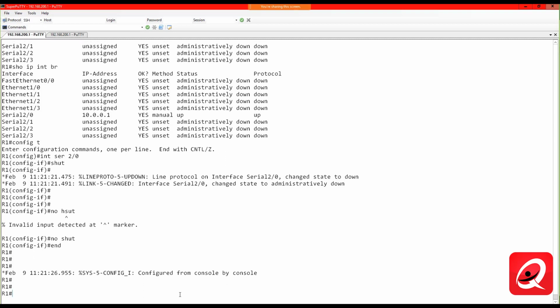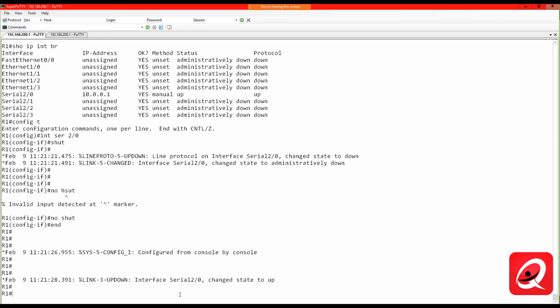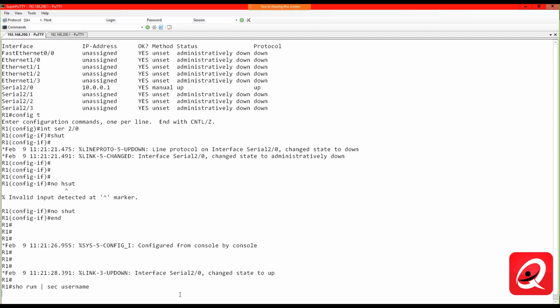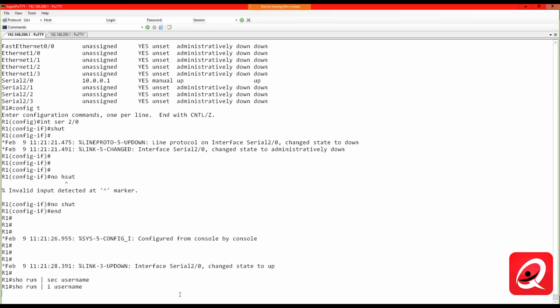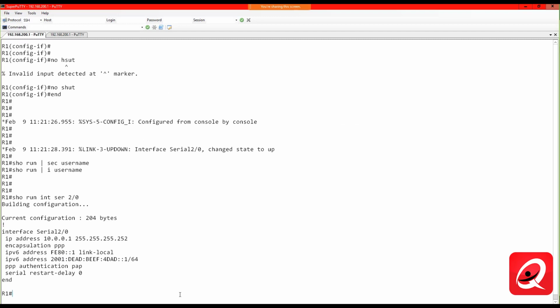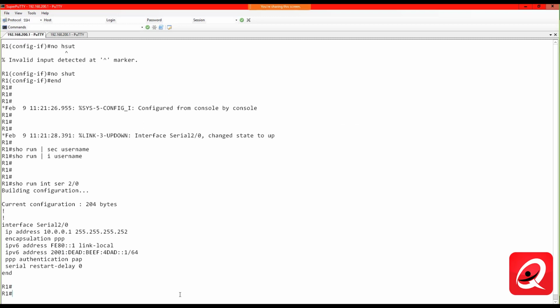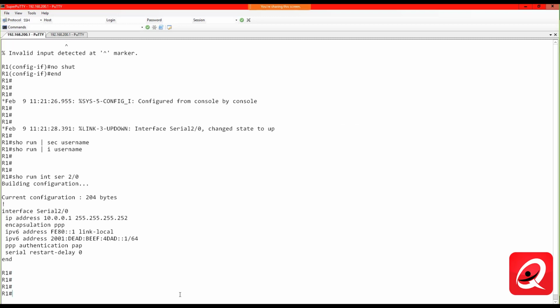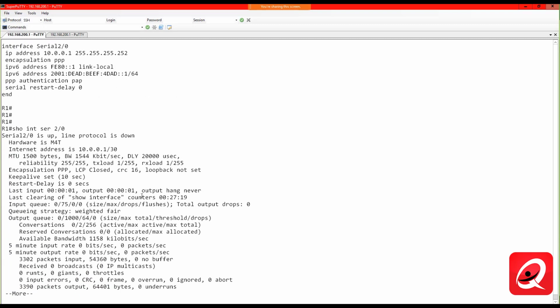Now it's going to go through the negotiation process again. It should fail because I got rid of the username. Did I get rid of the username? Show run | include username. Why is it authenticating now? That's strange. Show run interface serial 2/0. We're still running PPP authentication. That's weird.